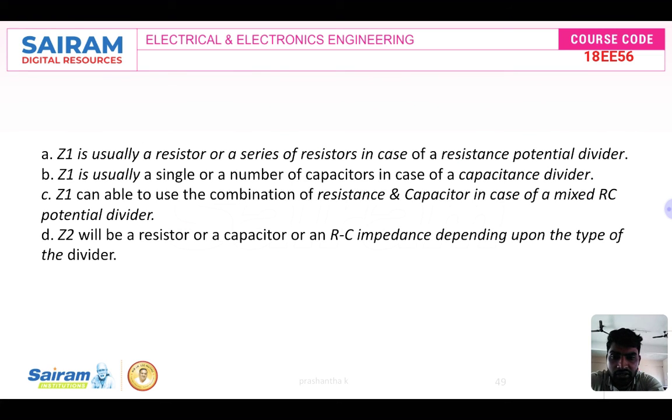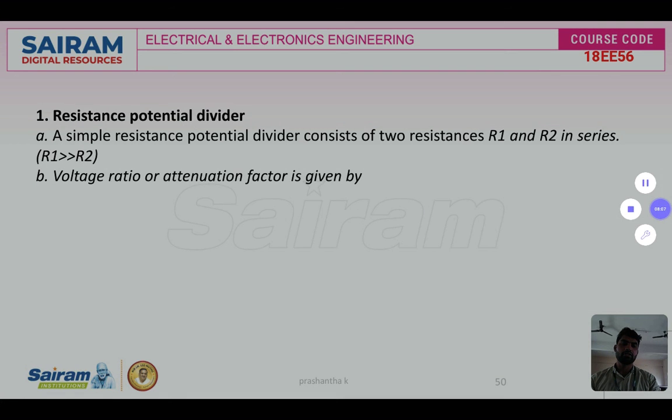Z1 is usually a resistor in series with a resistor in case of a resistance potential divider. Z1 is usually a number of capacitors in case of a capacitance divider. And Z1 can use a combination of resistance and capacitance in case of a mixed RC potential divider. Z2 will be resistors, capacitors or RC impedance depending upon the type of the divider. So Z1, Z2, whatever we mention, is an RC circuit; resistance will be there, capacitance will be there.